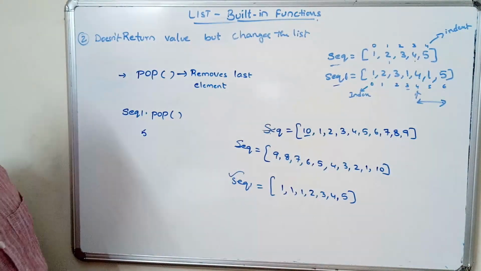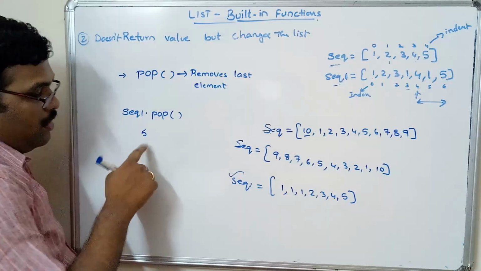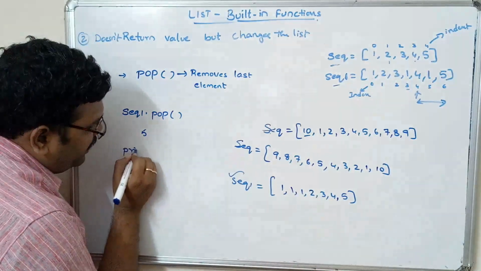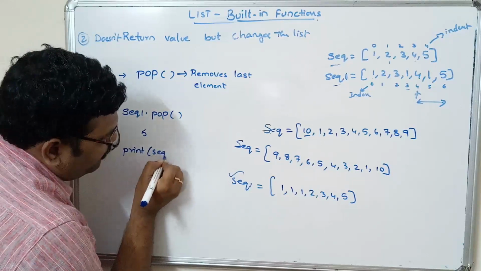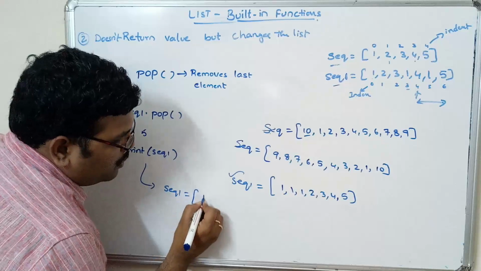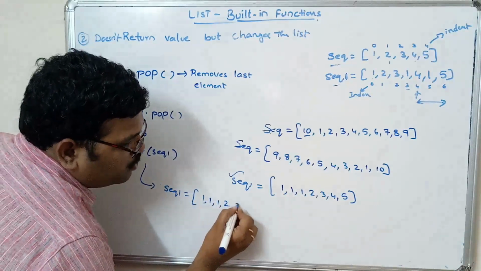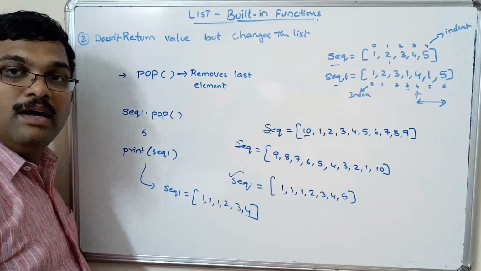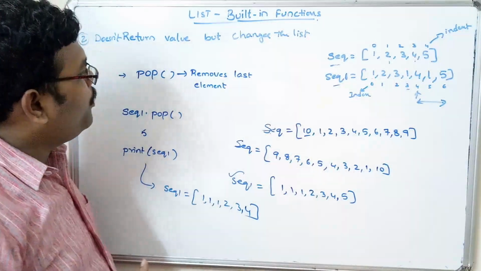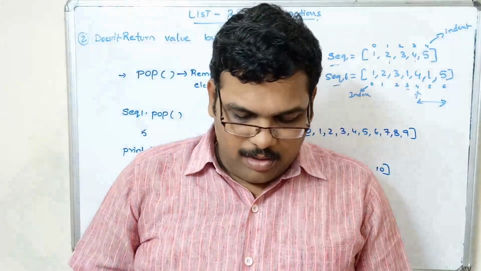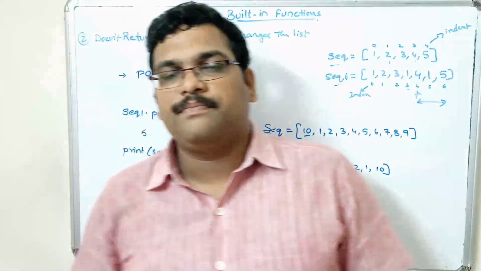right? So this element has been deleted now. So 5 is the last element, so 5 has been deleted. If you try to print this sequence1, this will give sequence1 is equal to 1 comma 1 comma 1, 2, 3 and 4, because 5 has been removed from the list. Hope you understood the simple functions. So these are some built-in list functions.